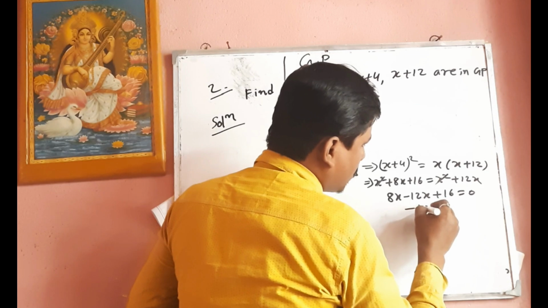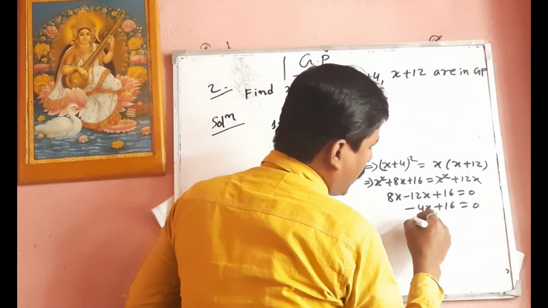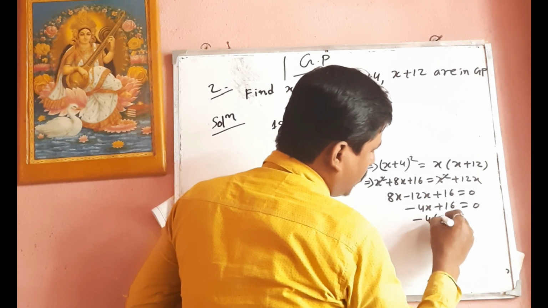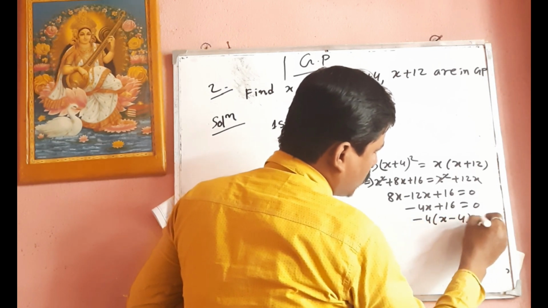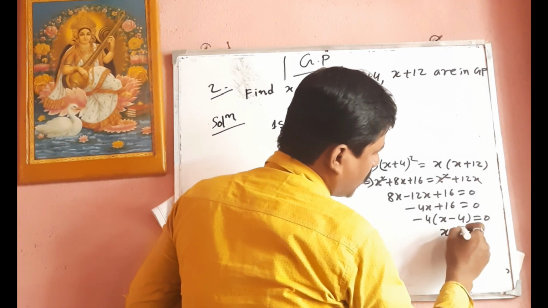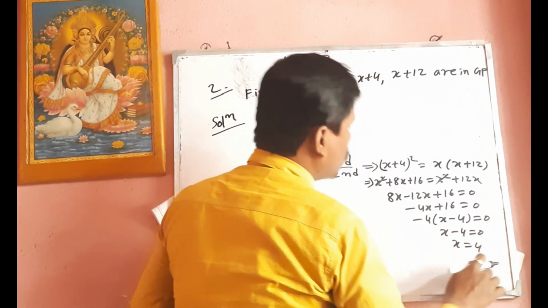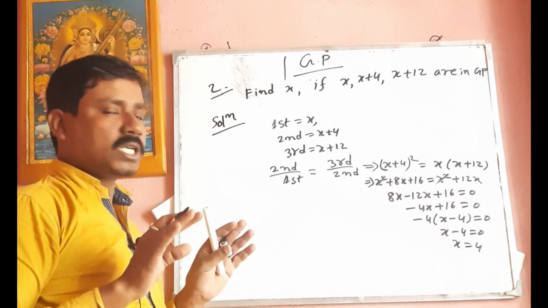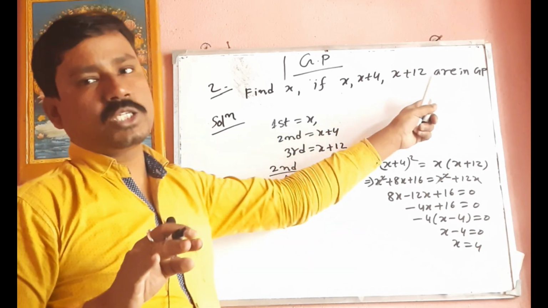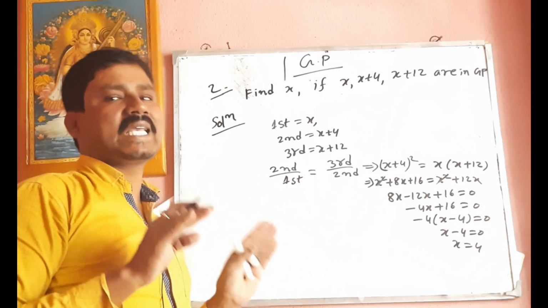That is, minus 4x plus 16 is equal to 0. If we take minus 4 as common, then x minus 4 is equal to 0. That is, x is equal to 4. So the value of x is equal to 4 for the given GP, which is our equation result. So this is the completion of the second example.